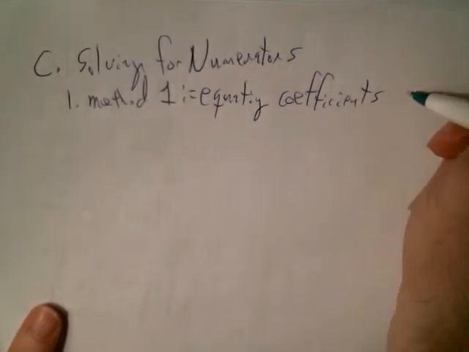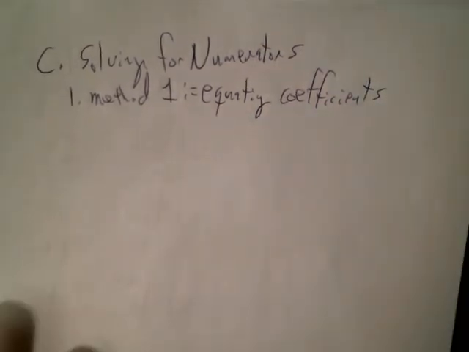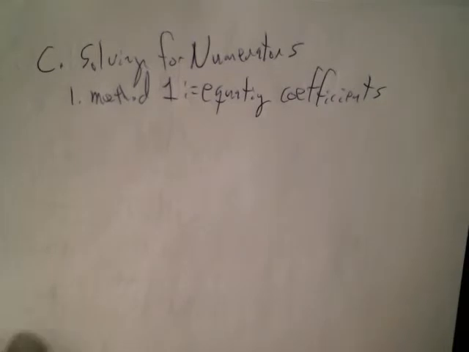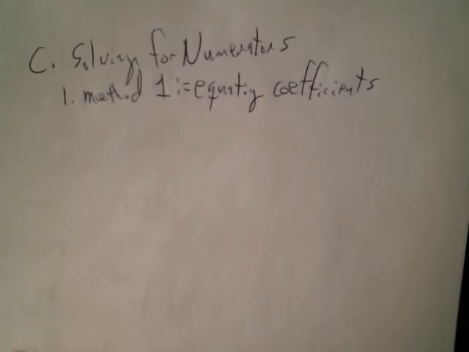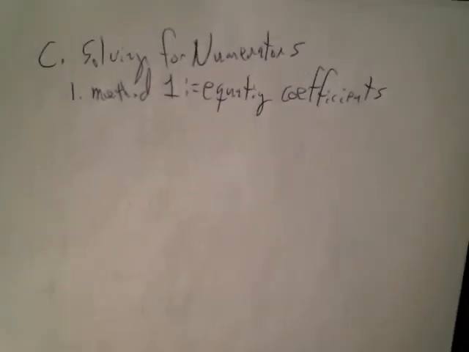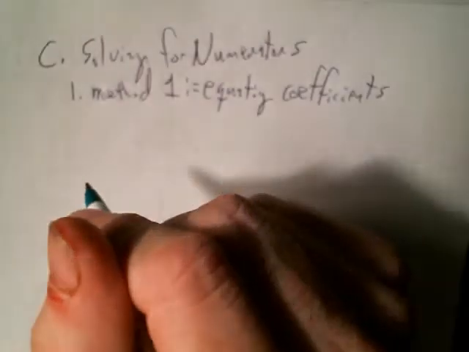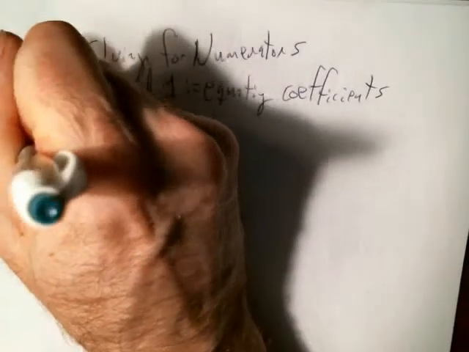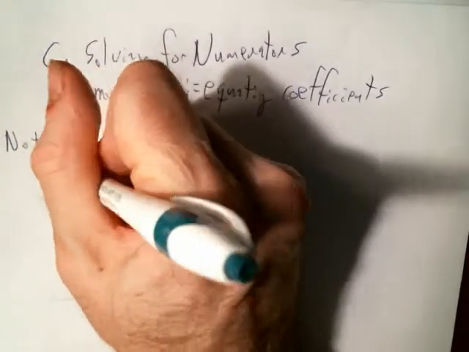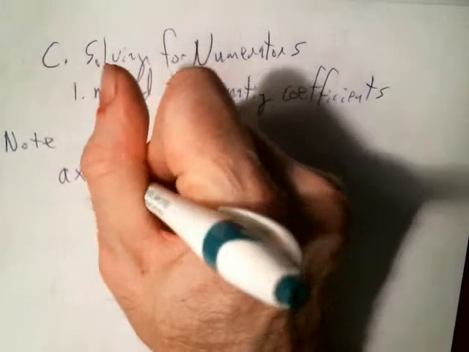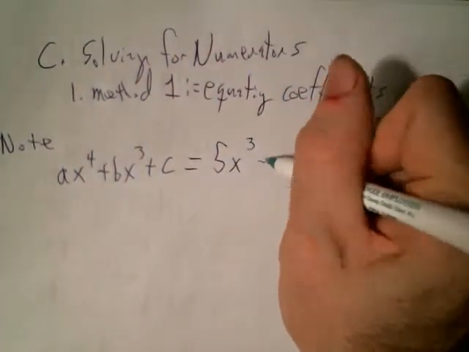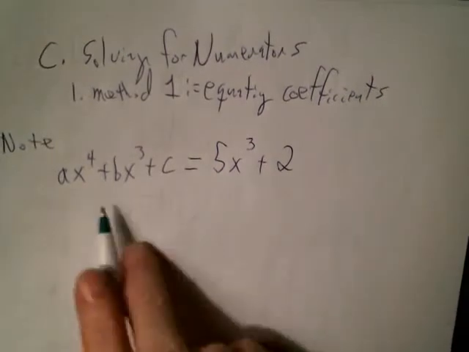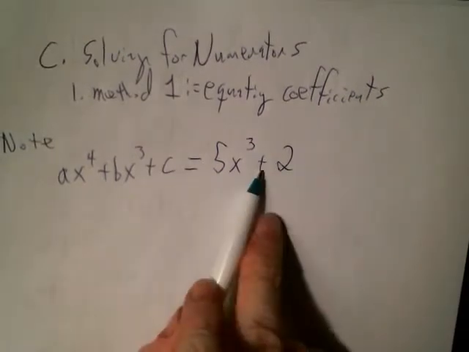And not only that, later on there are techniques in differential equations, when you're solving those things, that you'll use this sort of method. Okay. All right, so anyhow, equating coefficients: note the following factoid from algebra. If you have ax to the 4th plus bx cubed plus c, and that equals 5x cubed plus 2, you could say the coefficients over here equal the coefficients over here.